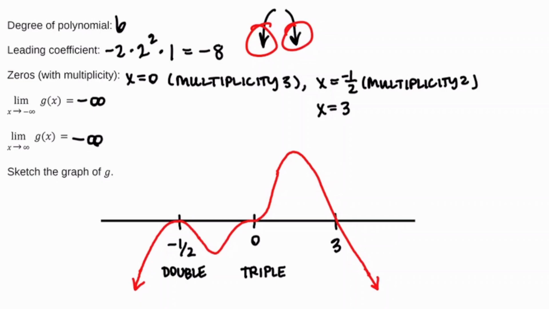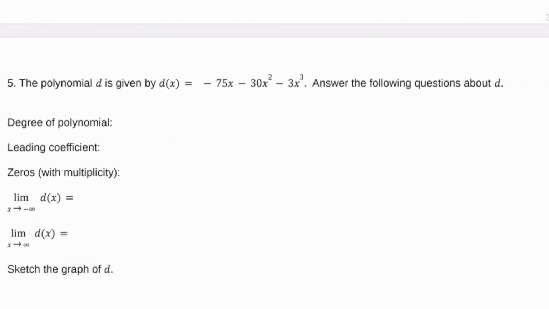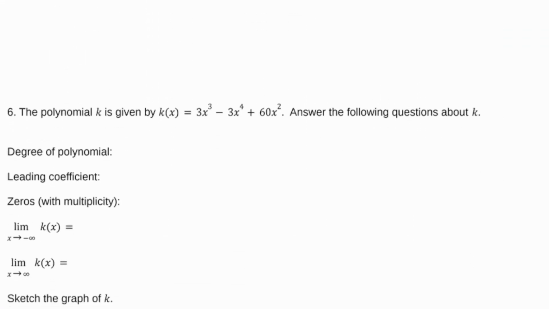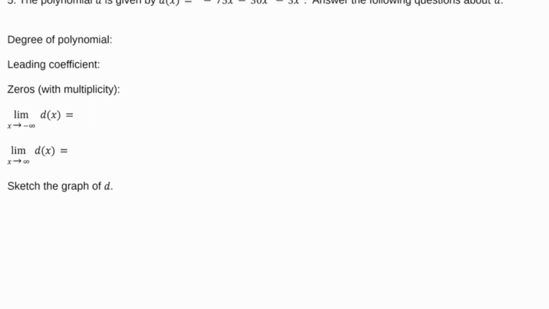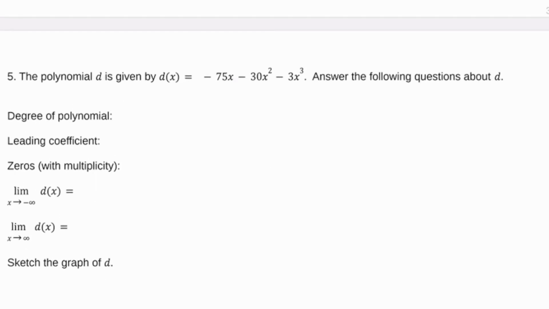Give a y-axis, that will work. And there we've got ourselves a really nice graph, sketching the graph of g. All right, looks like we've got 2 more of these, but both of these are going to be ones we'll need to factor ourselves.